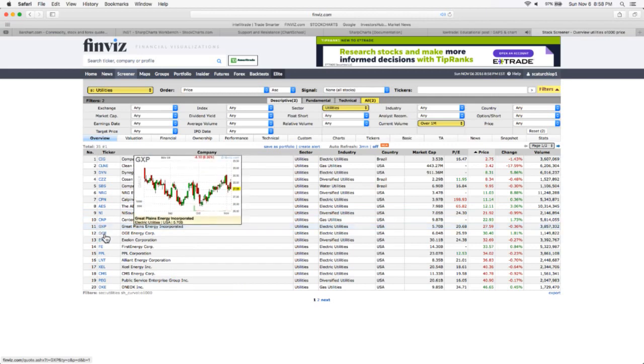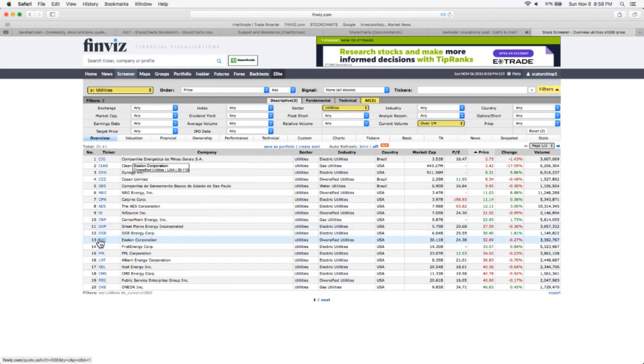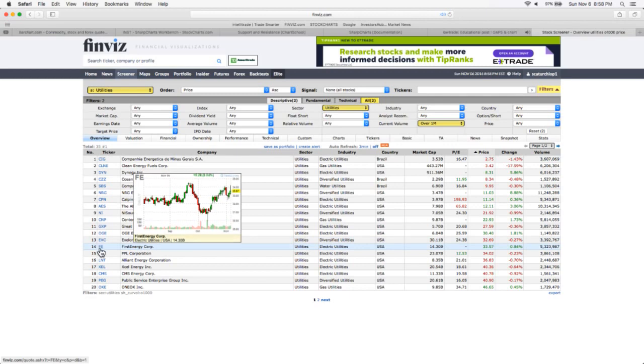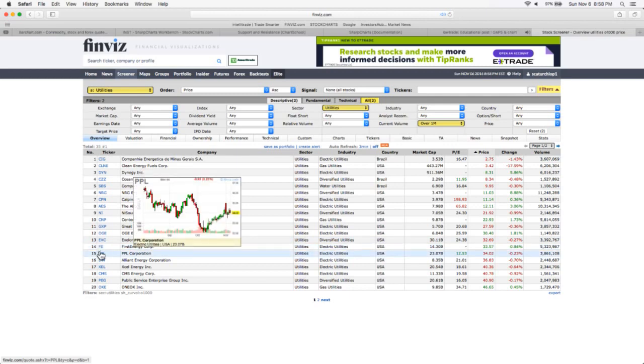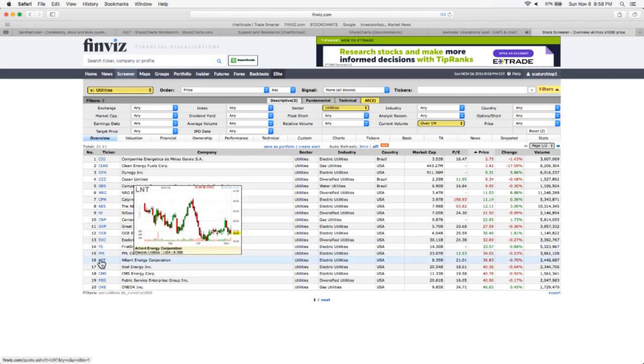A lot of these have been beat up. See, they don't really do much. When the market's going up, they kind of stay even or go down. But what happens is when the market goes down, these utilities pop off. Money pours into these utility companies, especially when the market goes down. So I'll be watching a lot of these utilities.